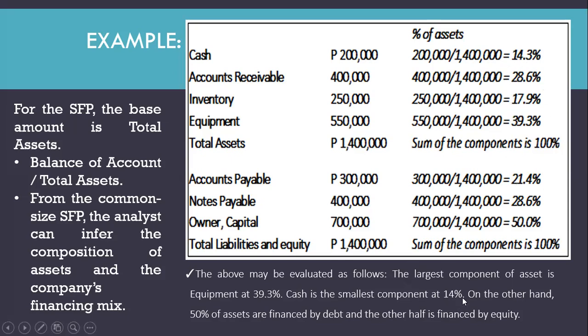Then, on the other hand, 50% of assets are financed by debt and the other half is financed by equity. So, kung mapapansin nyo, 50% yung owner's equity. Itong owner's equity, yung capital, ito yung cash na generate para doon sa ating assets. Okay? So, different assets. Then, kung etong accounts payable, then notes payable, pag i-add nyo yan, total of 50%.